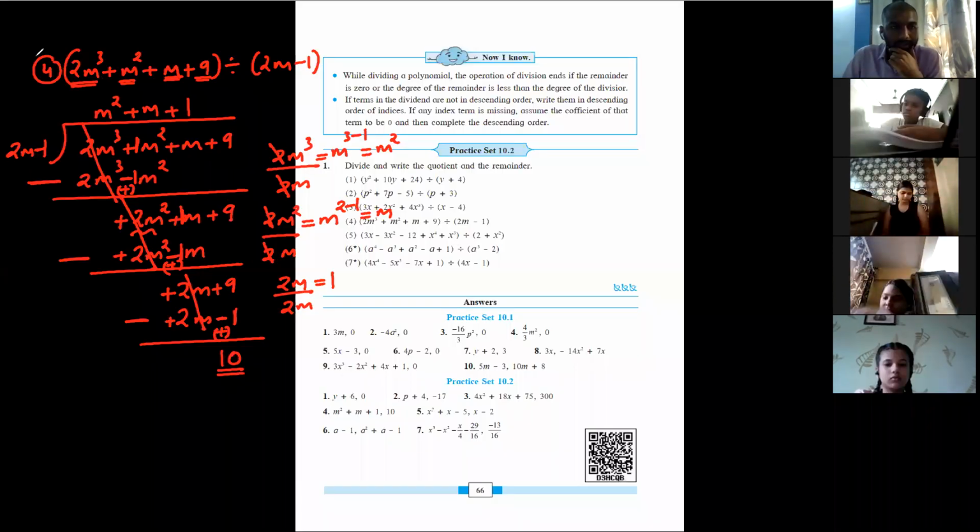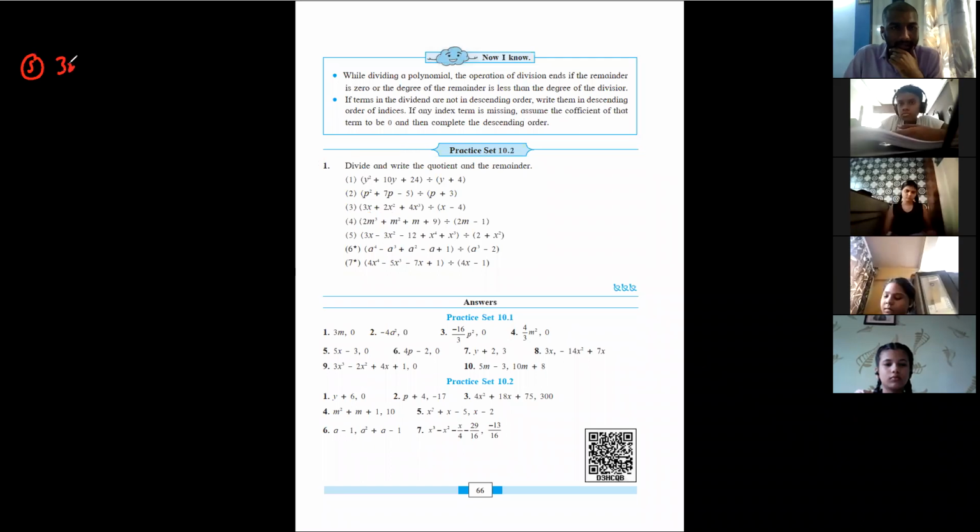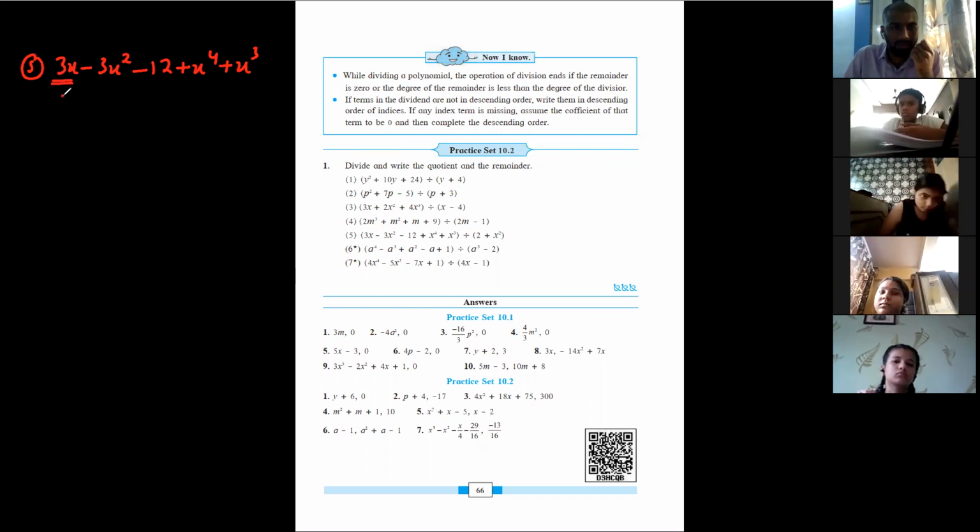So in the fifth question, it is given as 3x minus 3x square minus 12 plus x raised to 4 plus x raised to 3. Over here, the degree of this is 1. Here it is 2. For 12, the degree is 0. Over here it is 4. Over here it is 3.